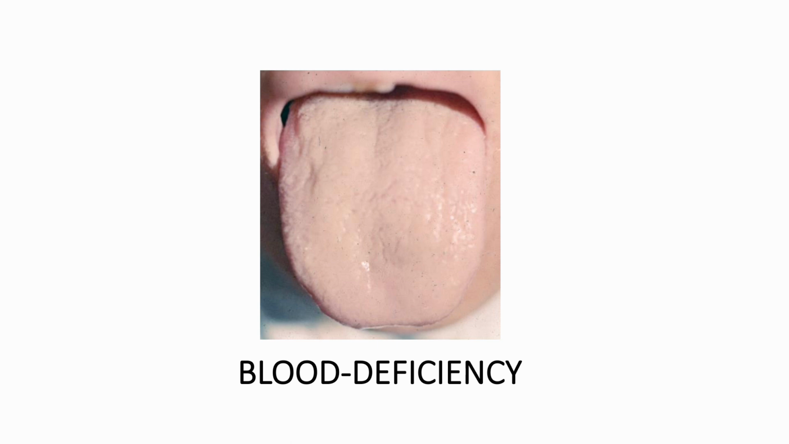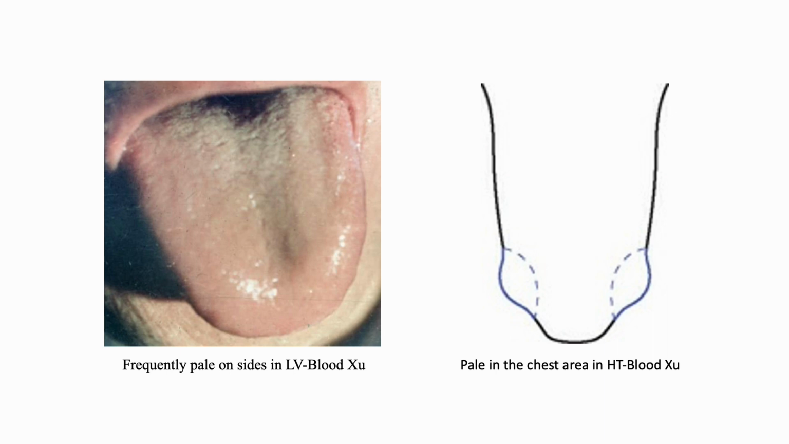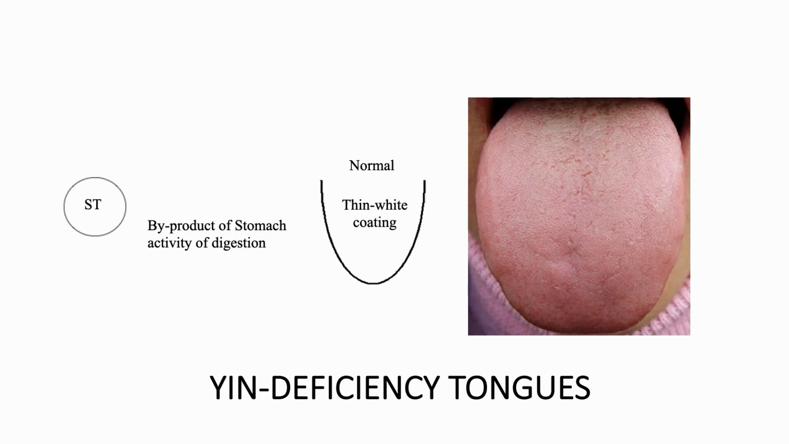In blood deficiency, the tongue is also pale but tending to be slightly dry. In severe cases of blood deficiency, the tongue should be thin as well as pale, but this is seldom the case. Liver blood deficiency is frequently indicated by a pale color on the sides in the liver area. Although the tip corresponds to the heart, the tip is never pale on its own in heart blood deficiency. In this condition, however, the tongue may become pale in the chest area.